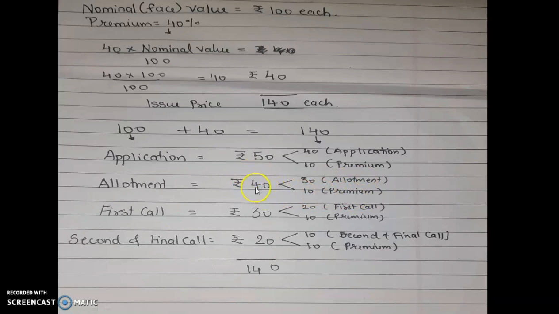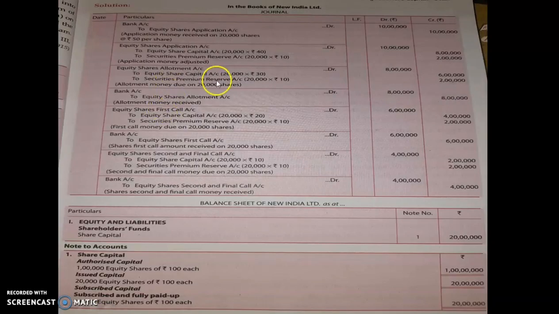So out of this 40 rupees collected as allotment, 30 rupees is allotment money and 10 rupees is premium. So write down 20,000 into 30, that will give you 6 lakh, and 20,000 into 10, that will give you 2 lakh. So adding this together, that is 8 lakh is your allotment money. This is the due entry. Now the fourth entry is you have received the allotment money. So the entry to be passed is bank account debited 8 lakh to share allotment account 8 lakh. So you have received this 8 lakh money of allotment.